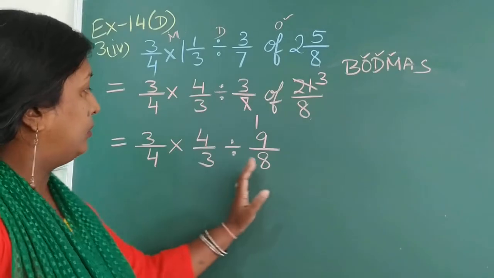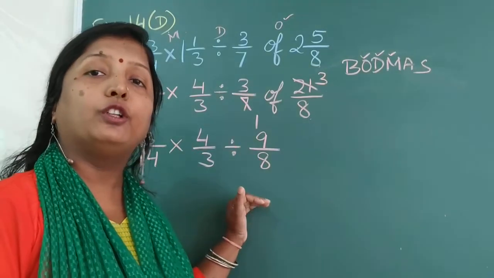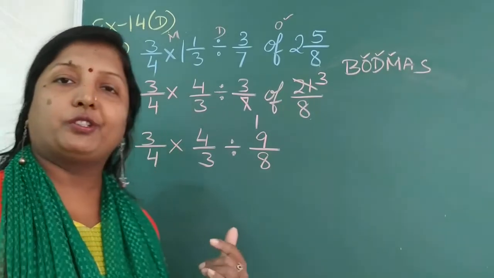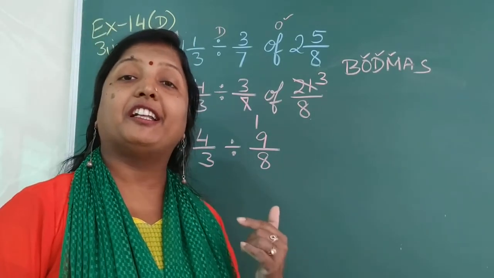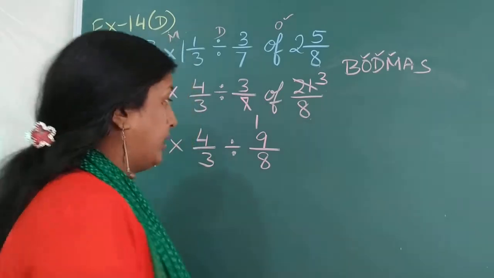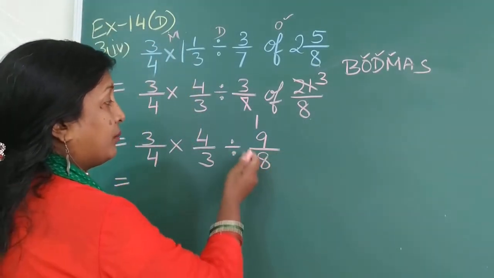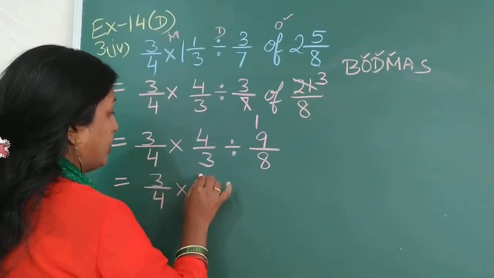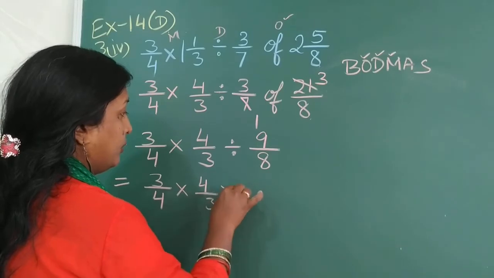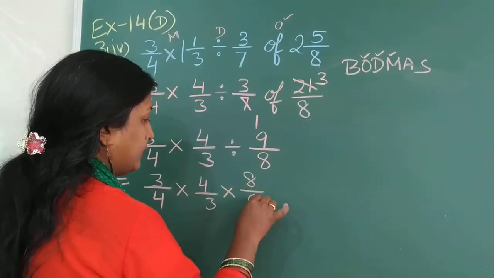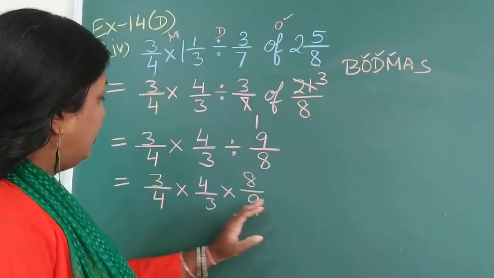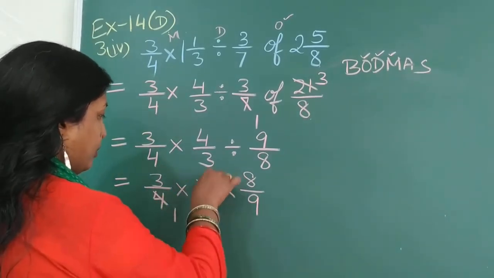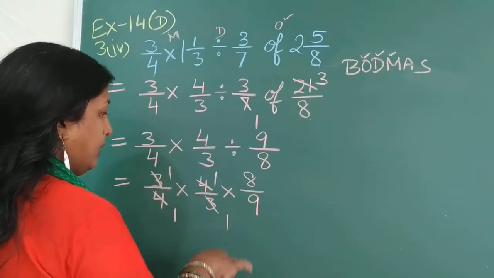Once you have done the "of", now you will go for the division. What was the rule for division? You reciprocate the number after the division sign. So after the division sign, what is the number? 9 by 8. So the fraction 9 by 8 will be reciprocated to 8 by 9. You can see we have all multiplication now. So we will go for the cancellation. 4 ones are 4, 3 ones are 3.